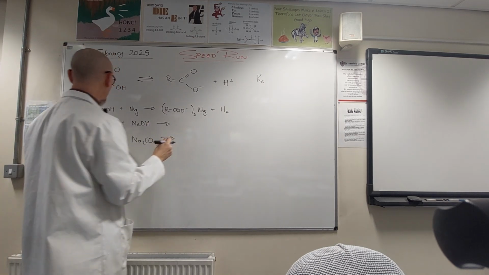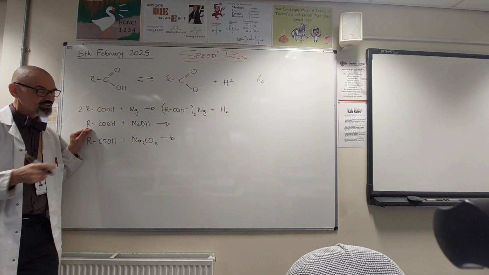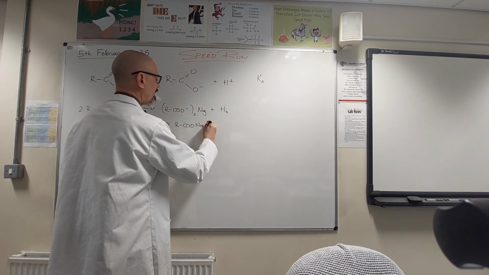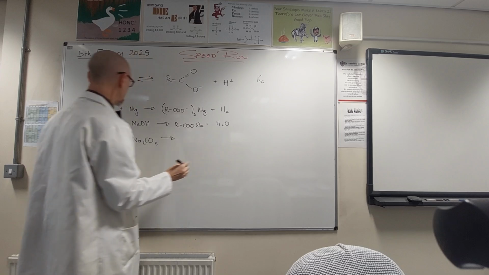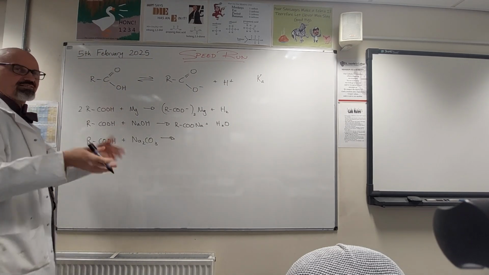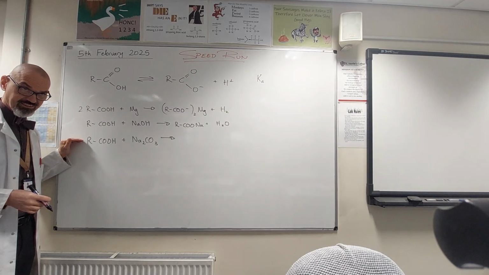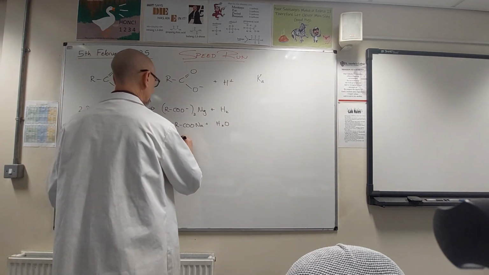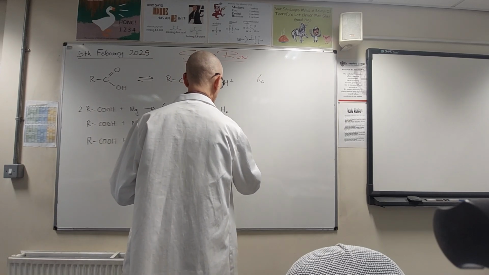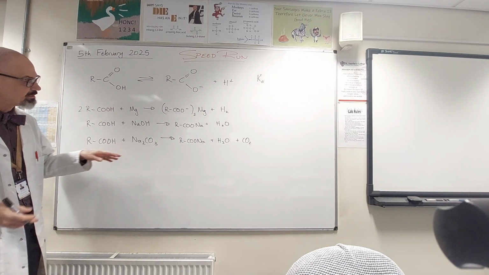Acid and base makes salt and water, plus some balancing numbers somewhere. Work it out. Acid and carbonate makes salt, water, carbon dioxide. Okay. With some balancing numbers.